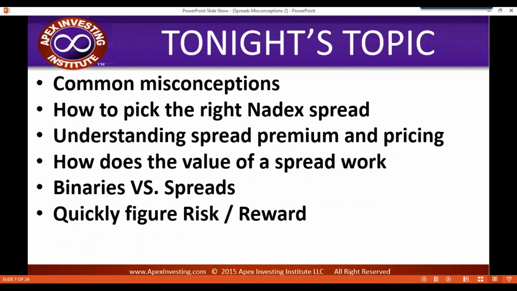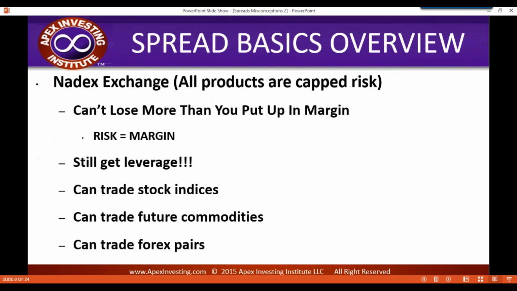So like I said, tonight's topic: common misconceptions with Nadex spreads, how to pick the right spread, understanding spread premium and pricing, and how to quickly figure risk and reward. So let's just do a real quick overview of spreads here, because I want to make sure you've got the basics down, and then we're going to take the basics to the next level.